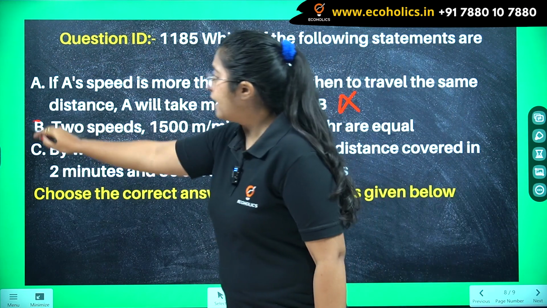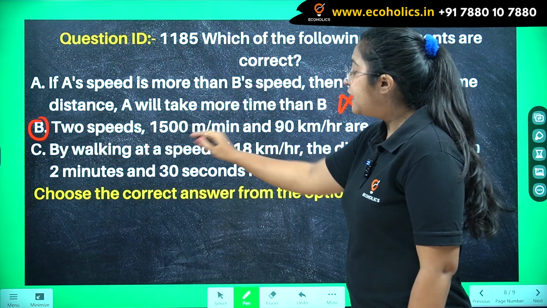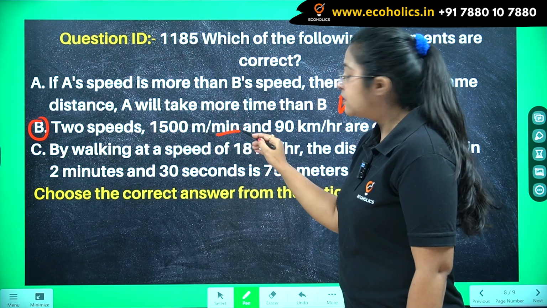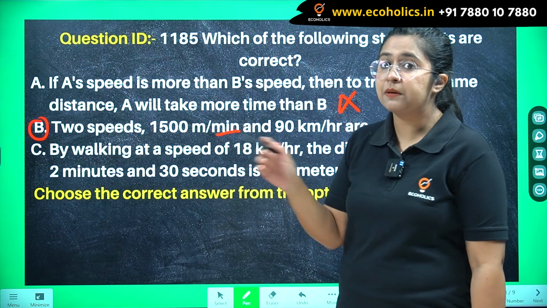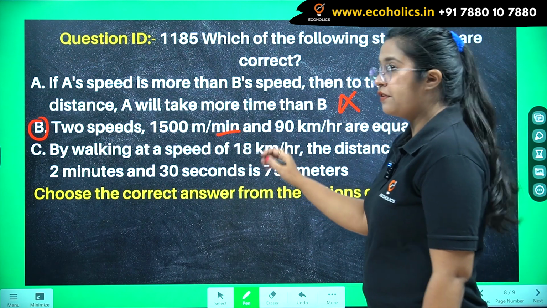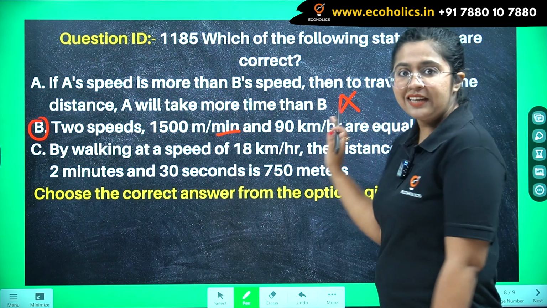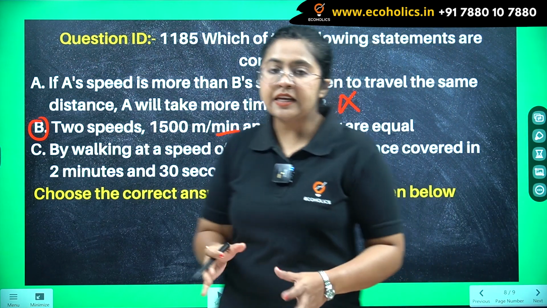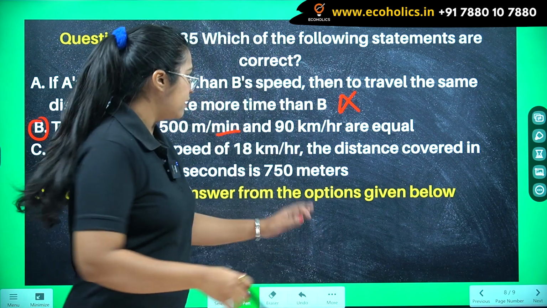Now we are looking at option number B. Two speeds, 1500 meter per minute. Usually the standard is meter per second, so here they have given meter per minute. So identify this difference. And 90 kilometer per hour are equal. So firstly, you need to know the conversions over here. They're very, very simple to understand.